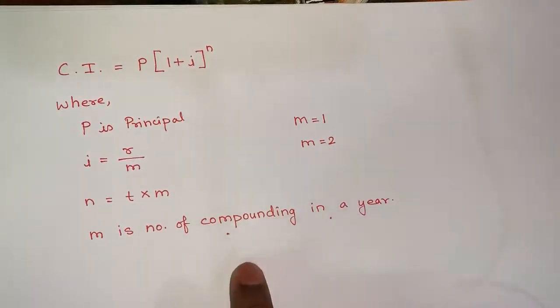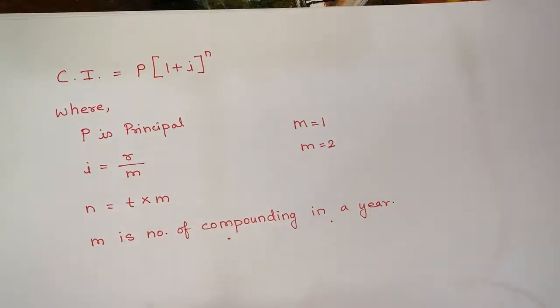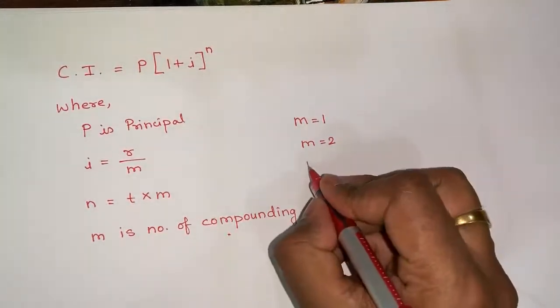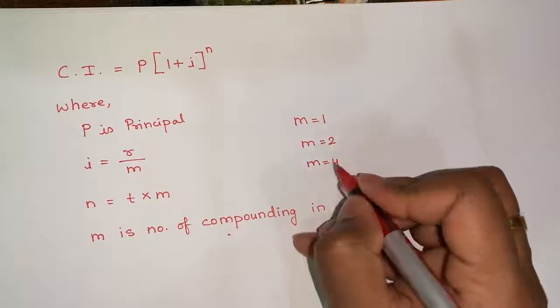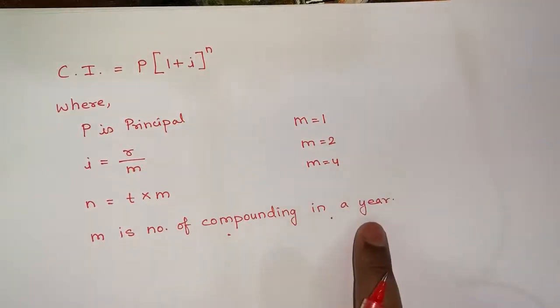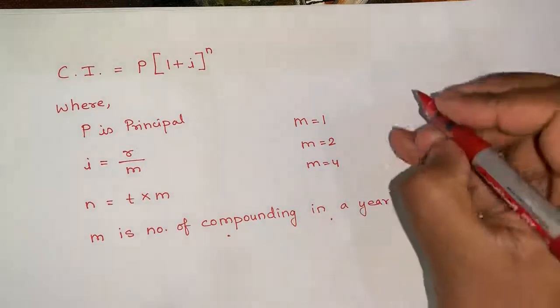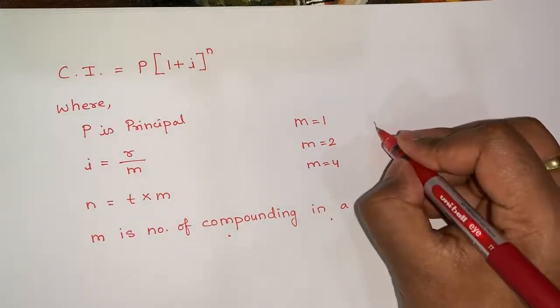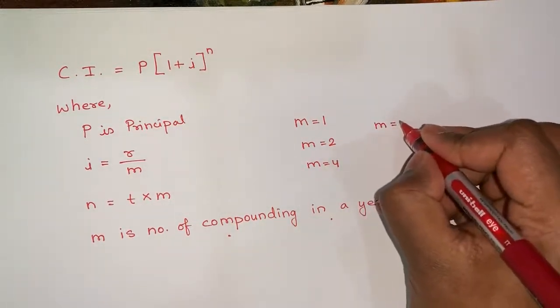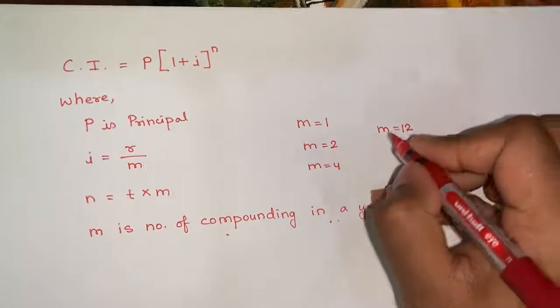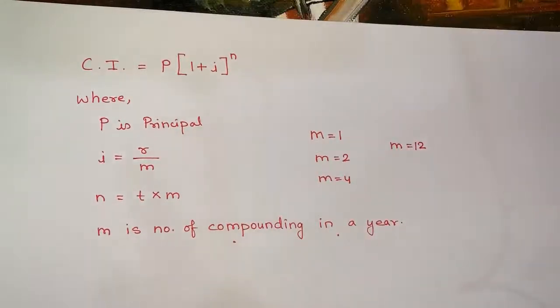If interest would have been compounded quarterly, in that case M would have been equal to 4, because in this case we are computing interest 4 times a year because there are 4 quarters in a year. Similarly, if you would have calculated interest monthly, in that case our M would have been equal to 12, because we are computing interest 12 times a year.